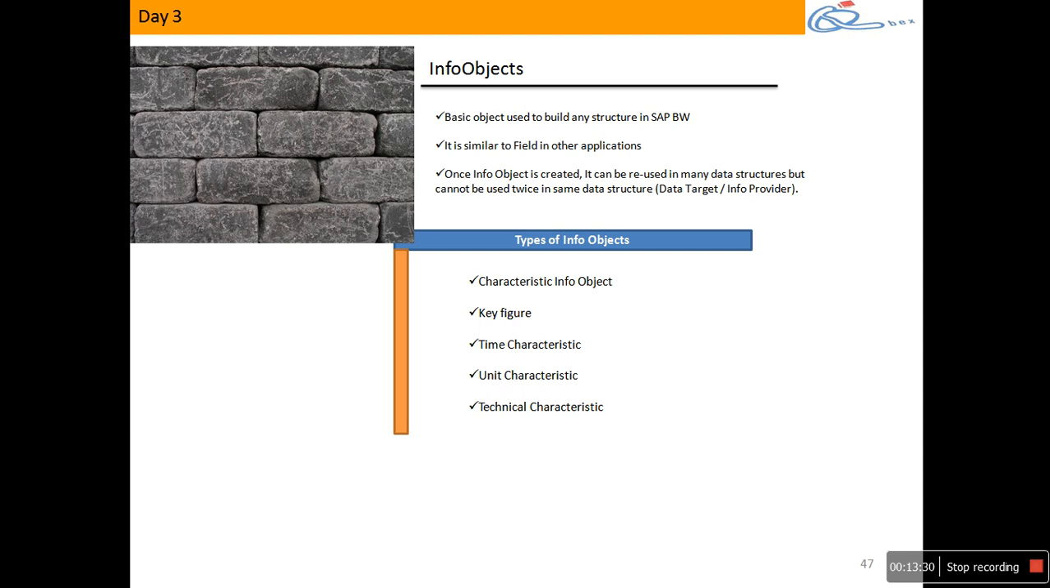So when I need 3 cubes and all the 3 cubes wanted a customer, I don't go about creating 3 info objects. I'll create one info object customer, and once I create it, I can use the same thing in cube 1, cube 2, cube 3. That's what I mean. Once an info object is created, it can be reused in creating n number of structures, n number of objects.